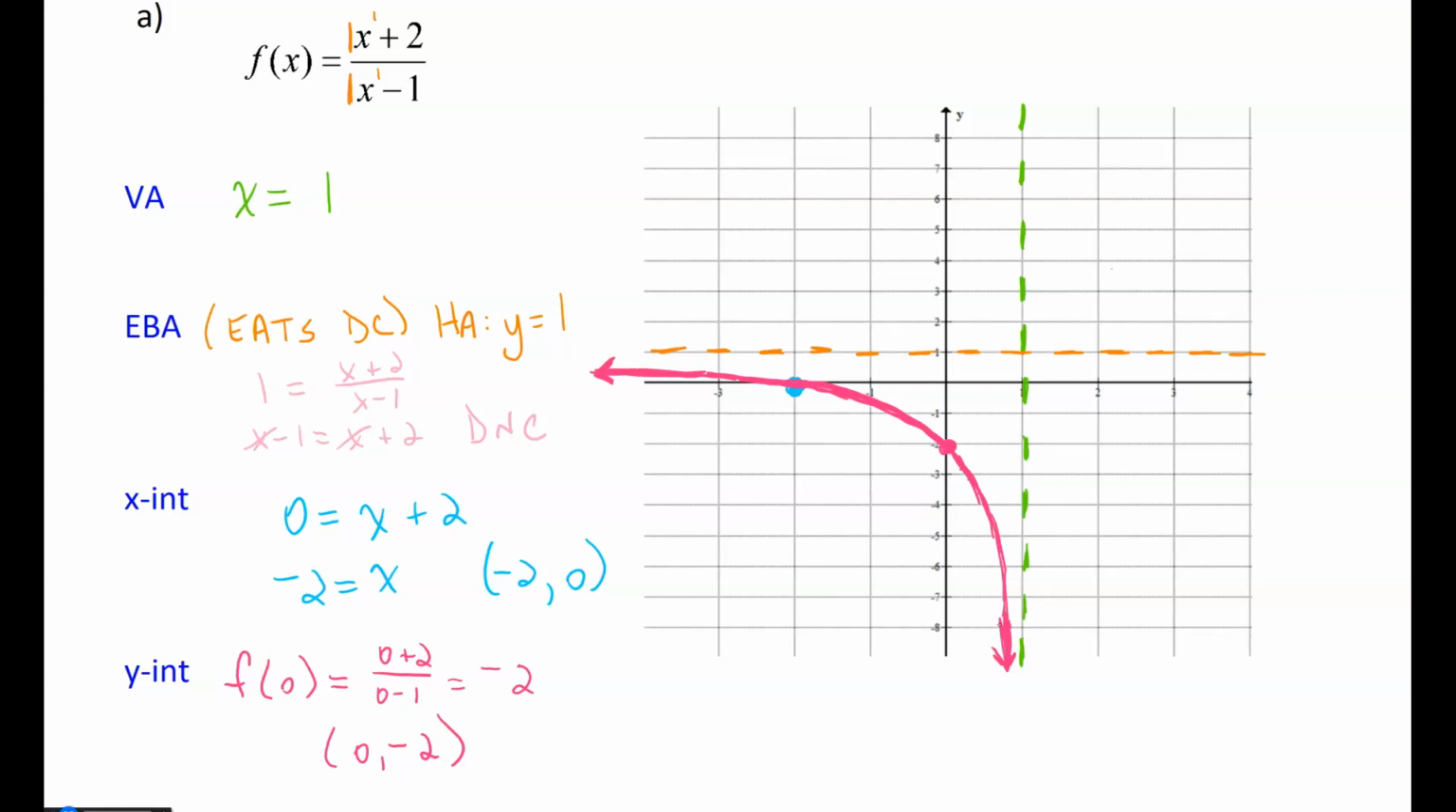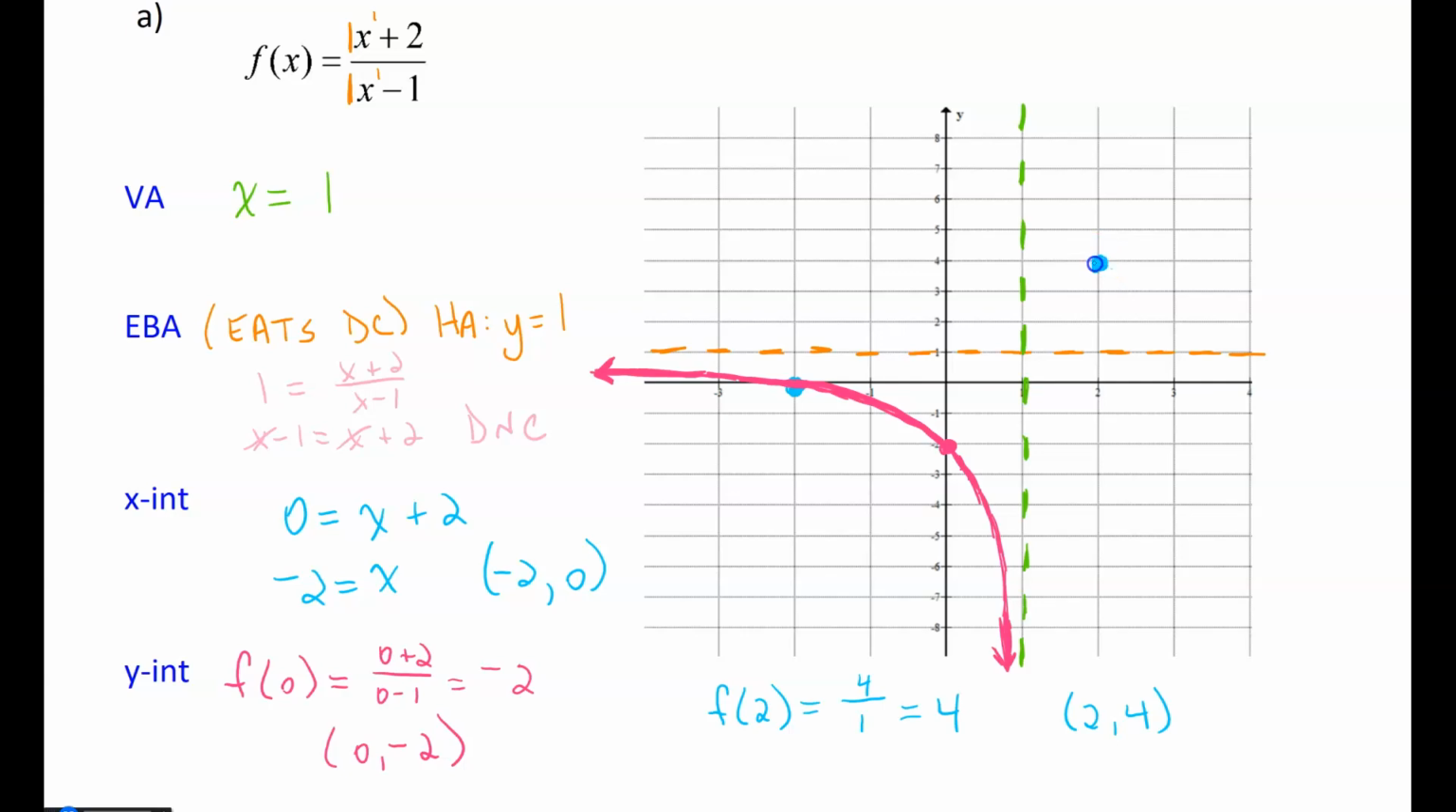To find out what's happening on the right, I'm going to pick a test point on the right. I can't test x equals 1 again, because that's actually on the asymptote, so I'm going to test 2. I could test 3 or 4, but 2 should give me some smaller numbers. So 2 plus 2 is 4, 2 minus 1 is 1. That gives me 4, so again, I have a coordinate point at (2, 4). And so plotting that.